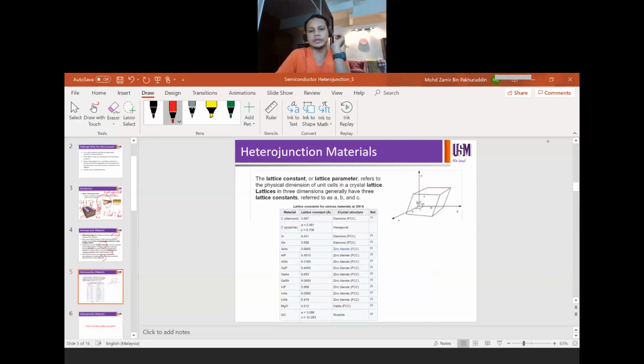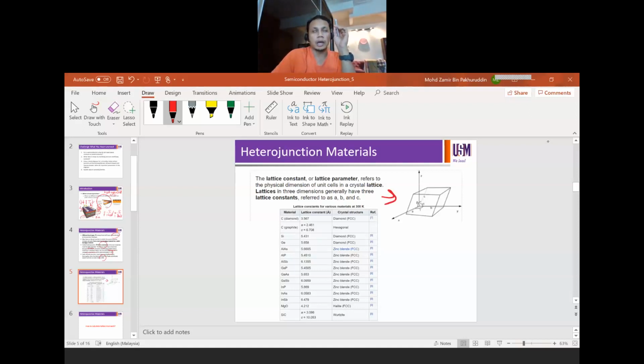So what is lattice constant? Kita belajar kan lattice constant dalam solid state, right? Ada belajar kan? Yeah. So you dah tahu lah, lattice constant. Lattice constant or lattice parameter refers to the physical dimension of a unit cell. So a lattice in 3 dimensions generally has 3 lattice constants, referred to as a, b, c. You can see here, a and b and c.